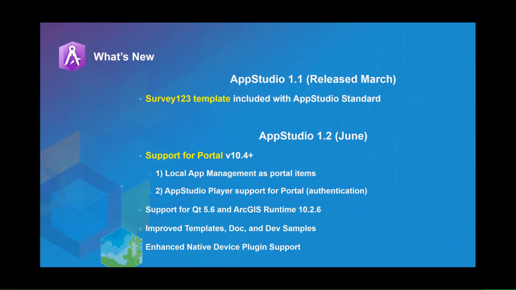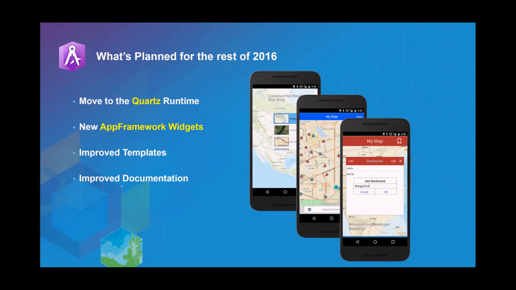We also support Qt 5.6, the latest runtime, and improved our templates, our documentation, and did a little work in the native device support. What are we working on? Really the big thing is the Quartz runtime. If you're a runtime developer, you've heard about Quartz. It's the next generation of our runtime technology. It brings a lot of cool things like support for vector tile basemaps, some really compressed, beautiful basemaps that look nice and zoom in nicely. They can be styled. A new offline framework for taking data offline. Some good things come with Quartz.